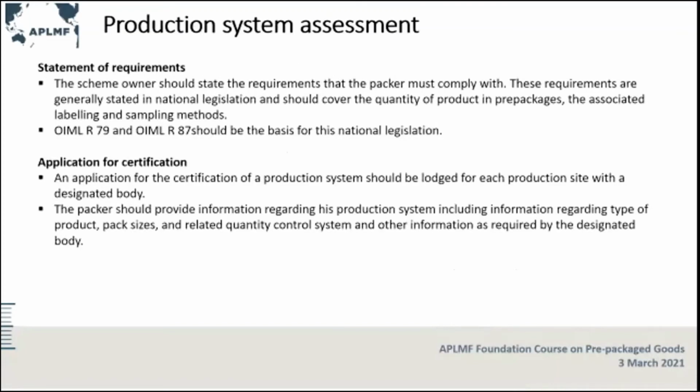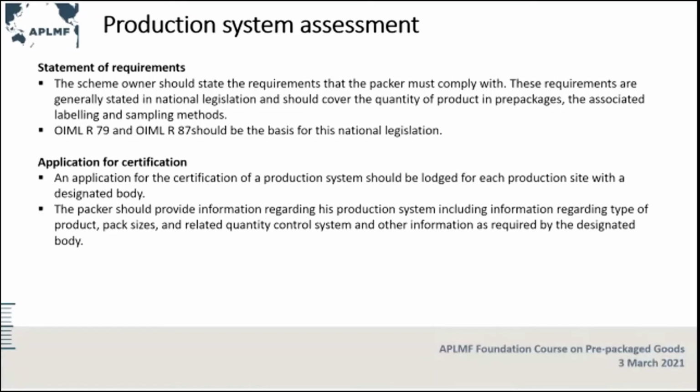So we will talk about the production system assessment. This is how the designated body or the government assesses the production system of the packers. The first thing needed is the statement of the requirement. The scheme owner or the government should state the requirement that packers must comply with. For example, it is regarding the labeling, or regarding the quantity of the product in the prepackaged.